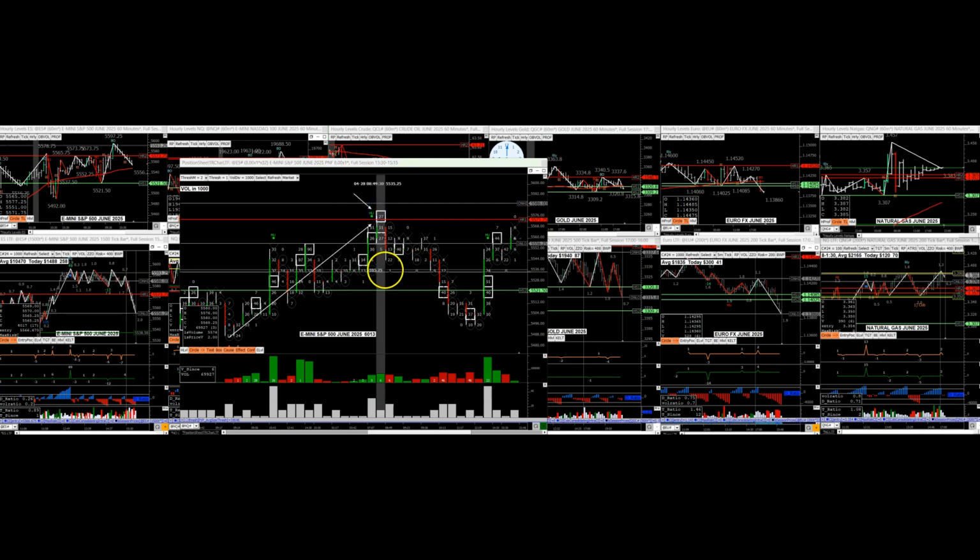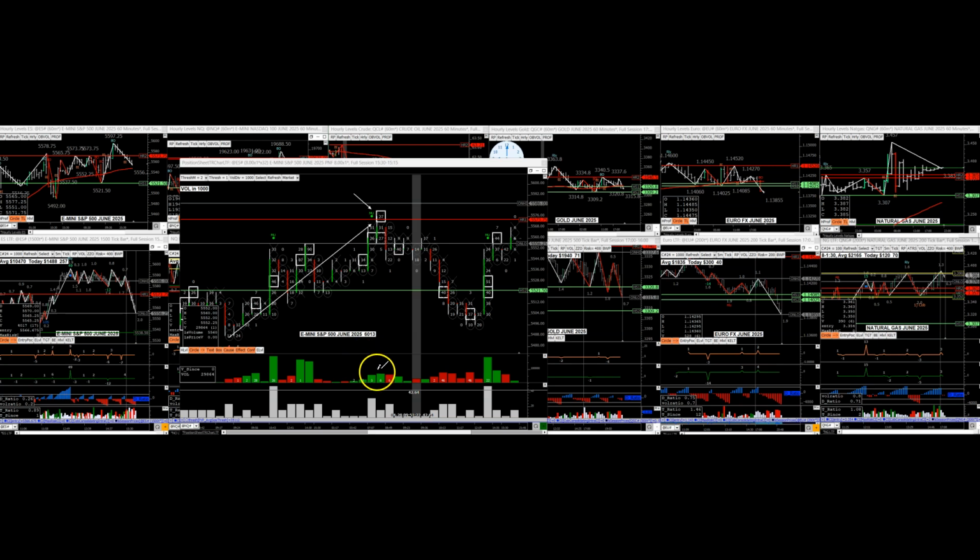Right there's the high volume print. Right there's the increase in... why is it printing? Oh shit. Okay. I don't know.